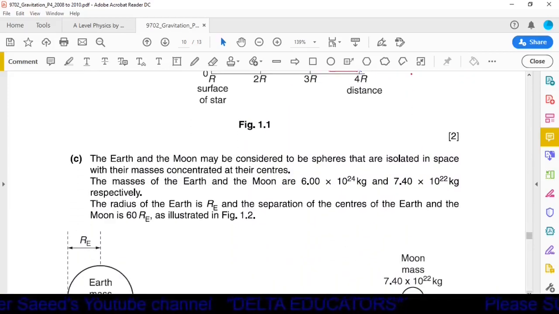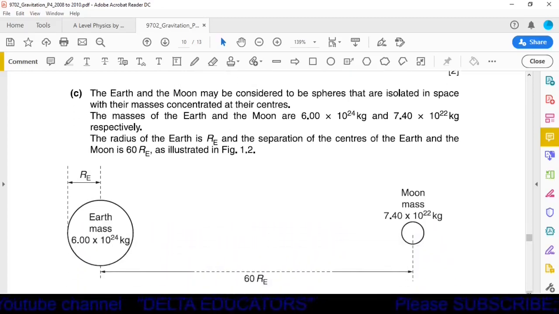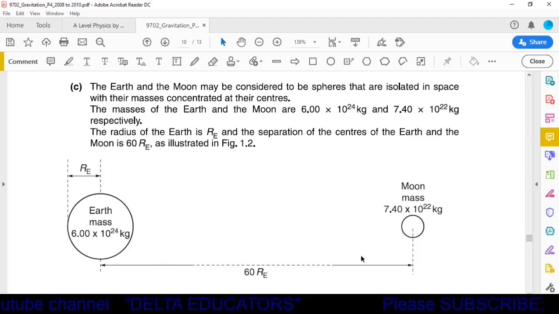Next part C. The Earth and the Moon may be considered to be spheres that are isolated in space with their masses concentrated at their centers. The masses of the Earth and the Moon are 6 × 10^24 kg and 7.4 × 10^22 kg respectively. The radius of the Earth is RE and the separation of the centers of the Earth and the Moon is 60 RE as illustrated in figure 1.2. Okay, it is figure 1.2.